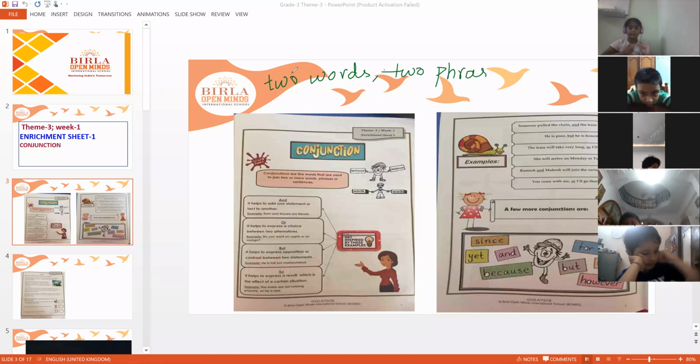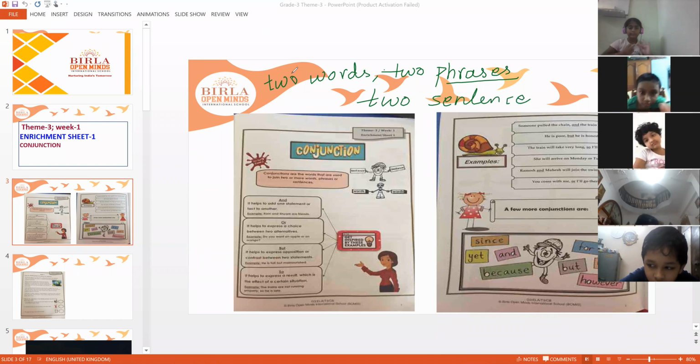What are phrases? Can you tell me what are phrases? A small sentence which gives only a concept. An incomplete sentence. Very small sentences, incomplete sentences which give only a concept. Okay? That is a phrase. So conjunctions also help us to join two phrases. And also they help us to join two sentences. You know sentences, yes?